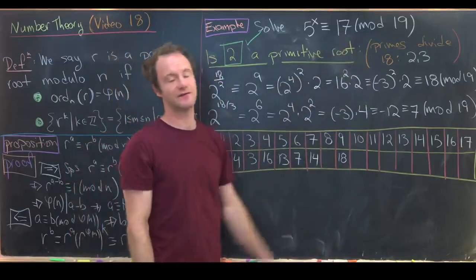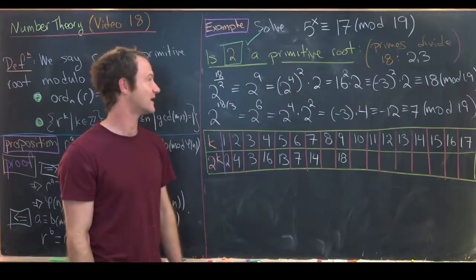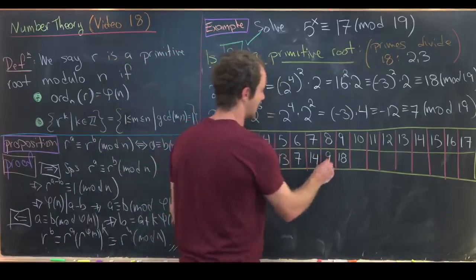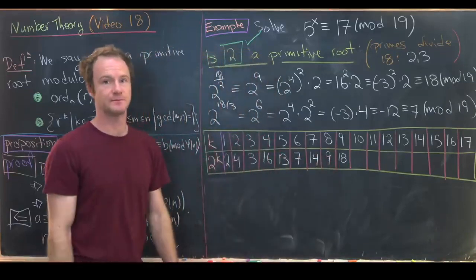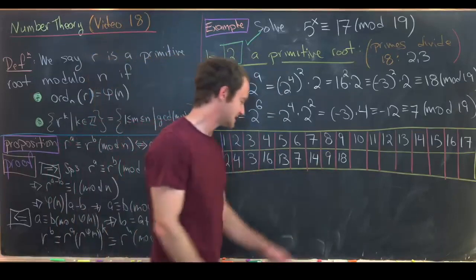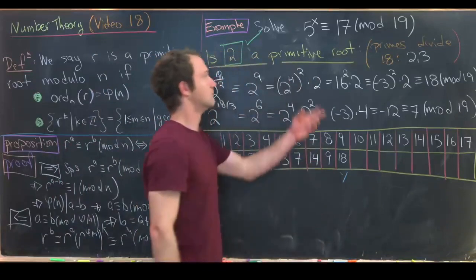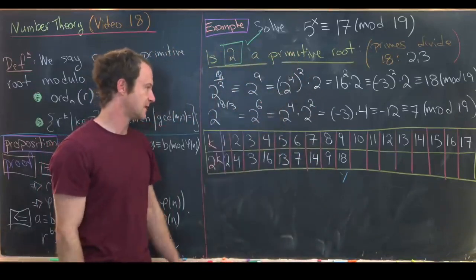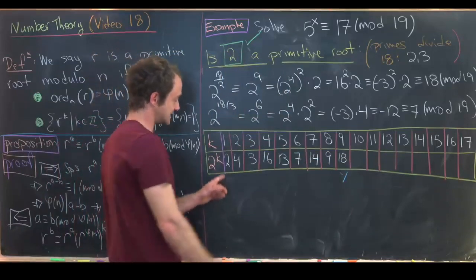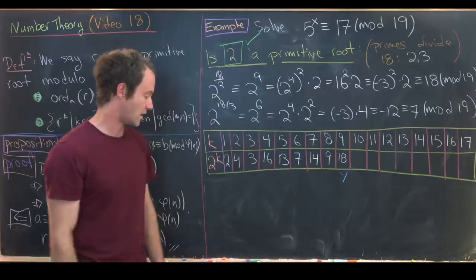Because it is 5 less than 19. Multiply that back by 2, we get -10. But -10 is congruent to 9 mod 19. And now here's a little bit of a trick, because this guy right here is equal to -1 mod 19. And everything from there to the end is exactly the entries that we have here multiplied by -1.